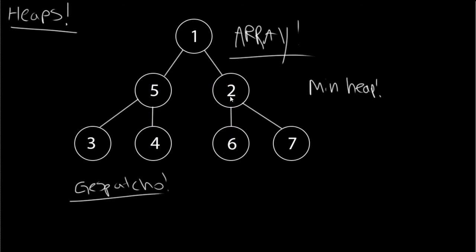7 less than 2, no. 6 less than 2, no. 4 less than 5, yes. 3 less than 4, yeah. We're going to move that. And this would still be a valid min heap.